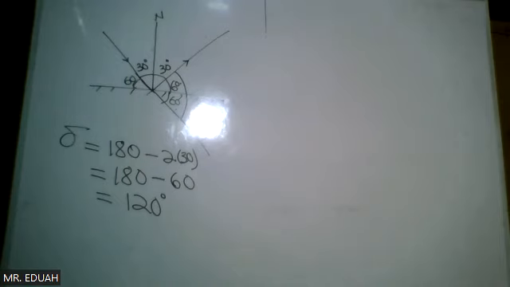I have a small problem. Then the small problem is this. A light ray is incident on a plane mirror as shown in the diagram below. And there's the diagram.